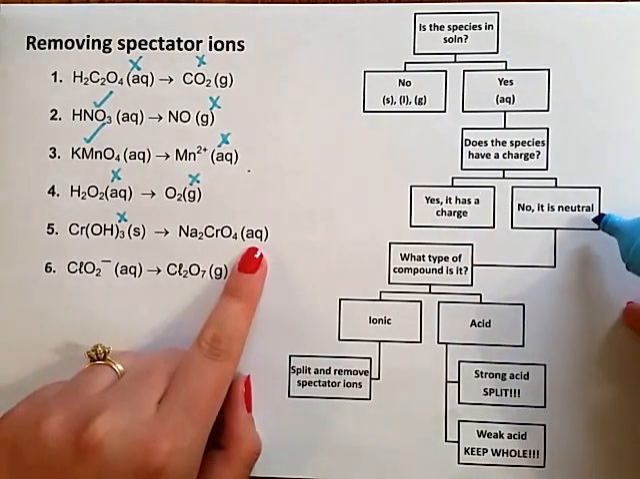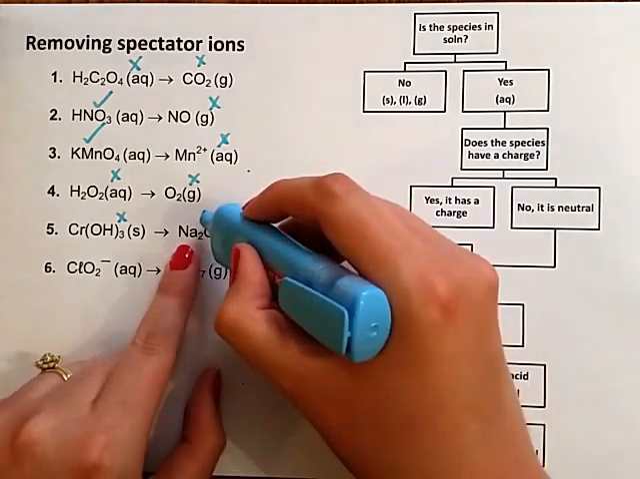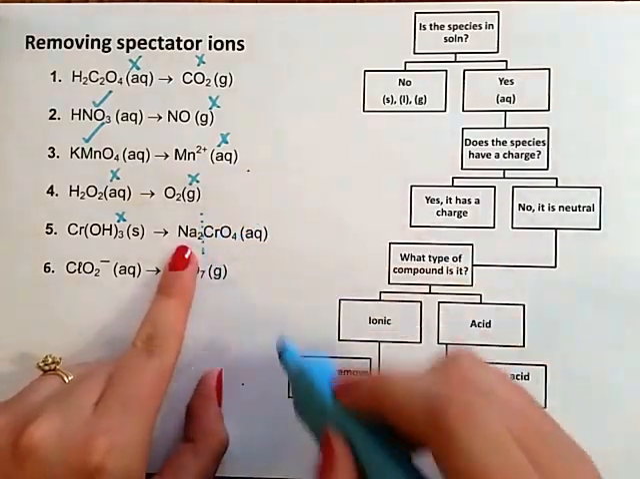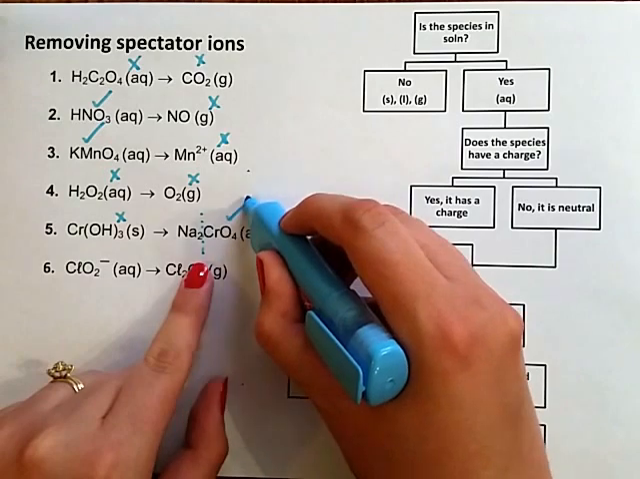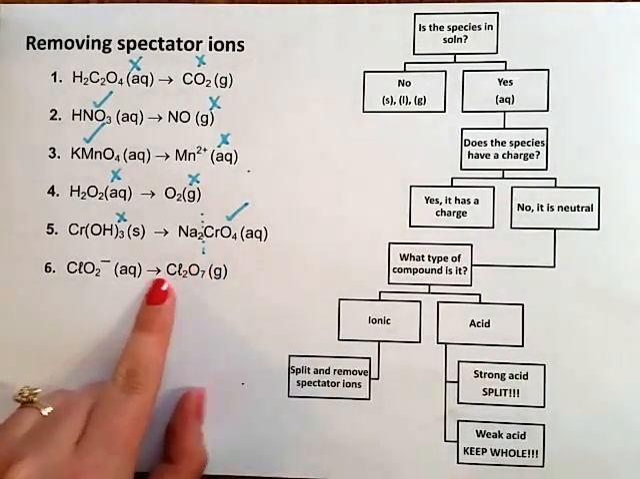Here we've got a species in solution. It has no charge and it's ionic. Okay? We are going to split the species as such. Therefore, sodium will be the spectator ion in this case.